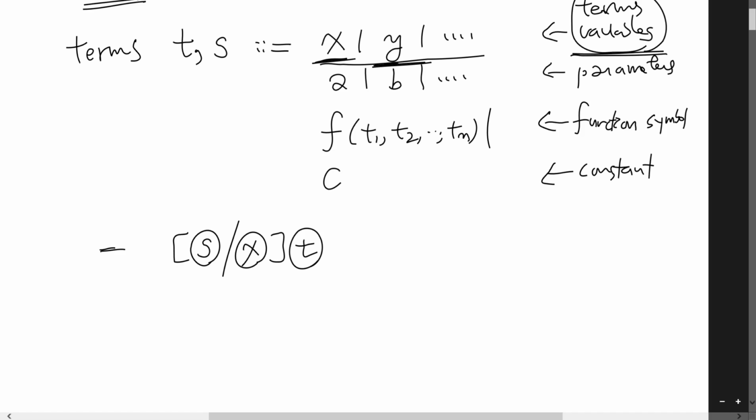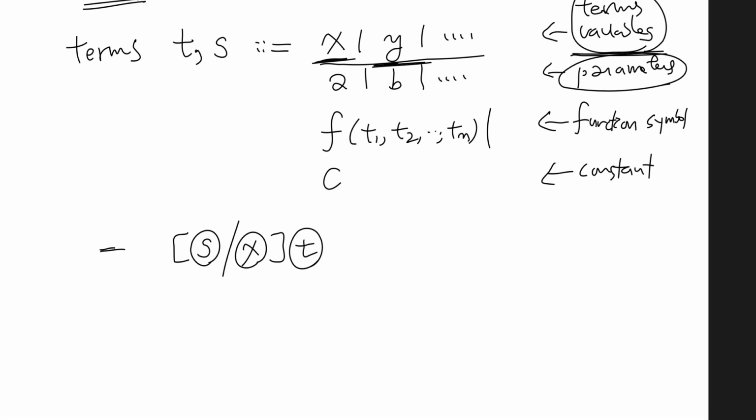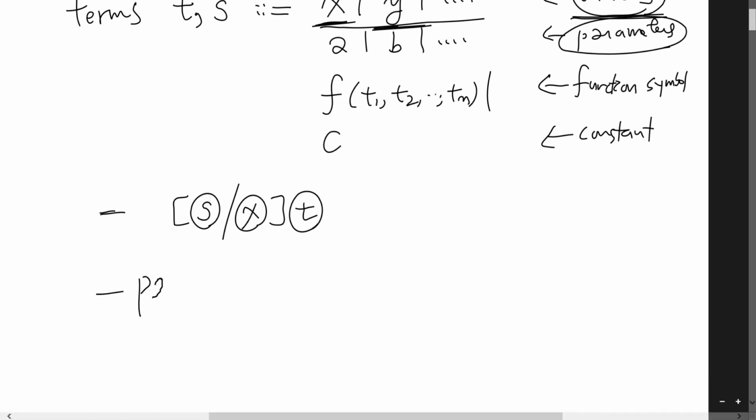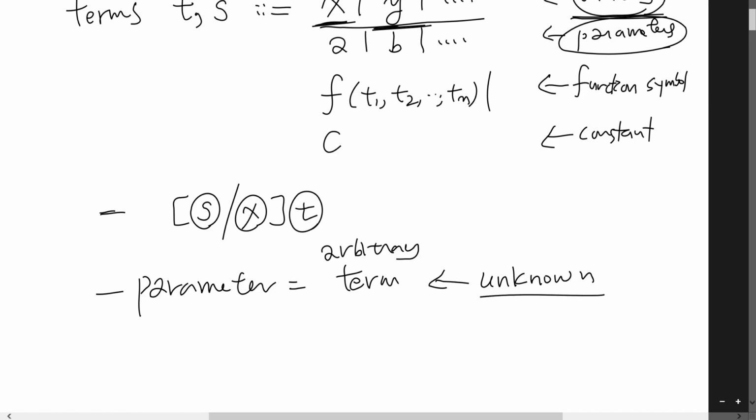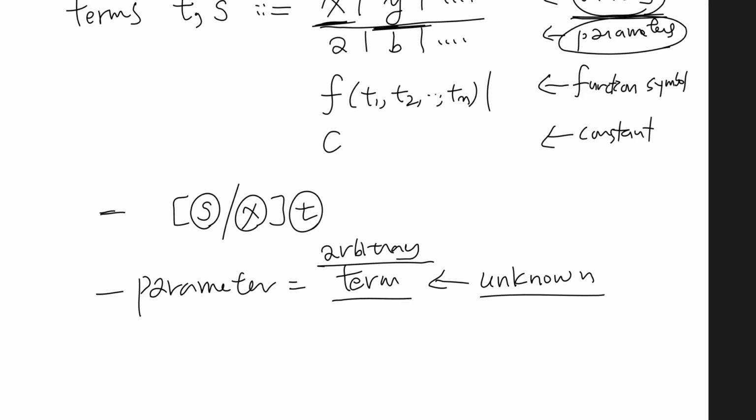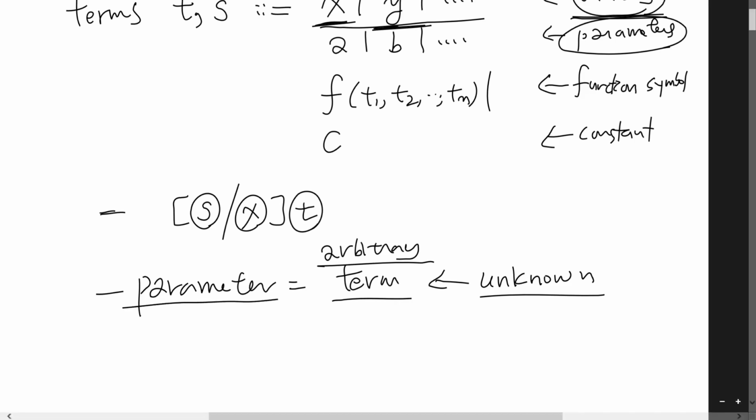And the second notion is parameters. Parameters look like term variables, but they are different. Parameters are basically an arbitrary term that we know nothing about. It's basically an arbitrary term. We just don't know what it is. So we can make no assumption about this term. We will see the use of parameters later when we look at the inference rules for the quantifiers.